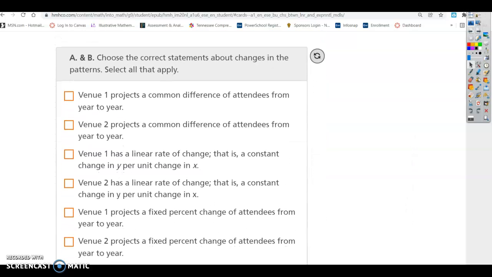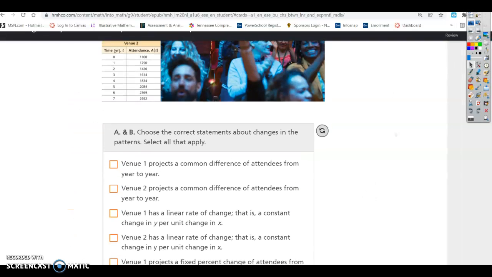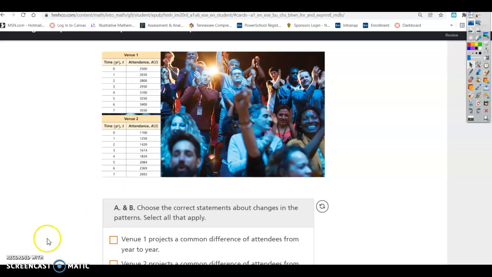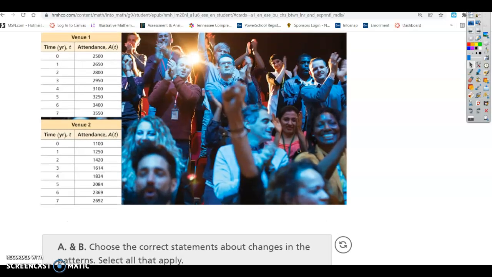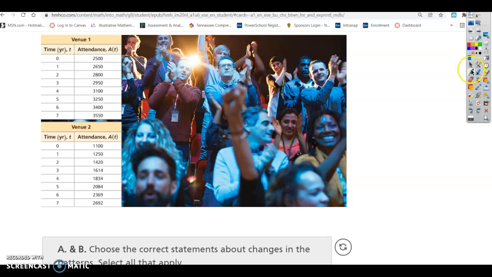Alright, so it says choose the correct statements about changes in the patterns. Select all that apply. The first one says venue 1 projects a common difference of attendees from year to year. So for venue 1, let's look at the difference here. I have to blow this up because my eyes are not that good. From year 0, the first year, to the next year, 2,500 to 2,650 is 150. So that's going to be 150.